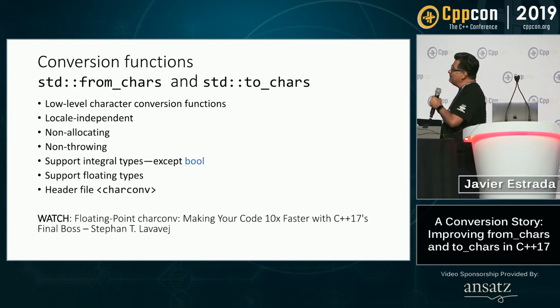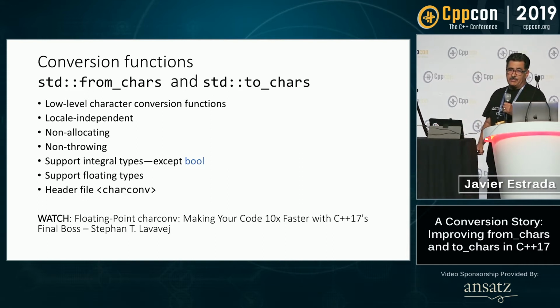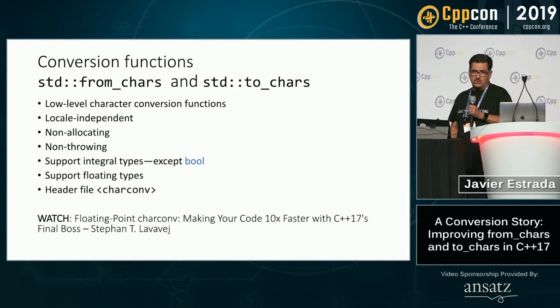So we have a couple of conversion functions. The first one is std::from_chars, which allows us to convert to a specific type from a string, whether it is a C-style string or, as we'll see, we can also use other things. The other one is to_chars, which also allows us to get a string of characters, either a C-style string or something else. We will see how we can improve that.